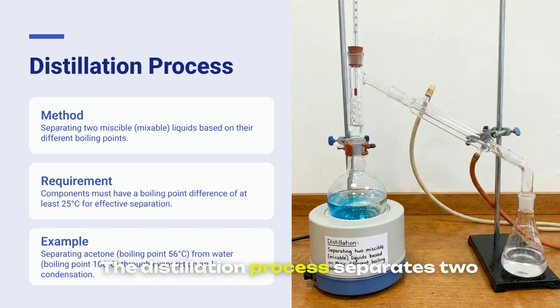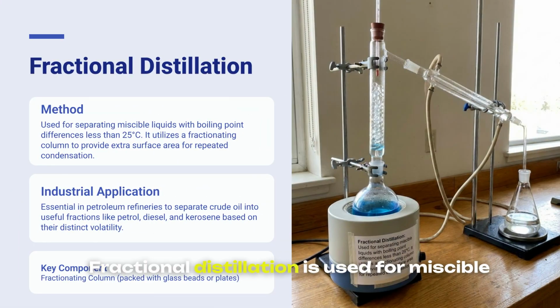The distillation process separates two miscible liquids based on their different boiling points. A requirement for simple distillation is a boiling point difference of at least 25 degrees Celsius for effective separation, like separating acetone from water. Fractional distillation is used for miscible liquids with boiling point differences less than 25 degrees Celsius.